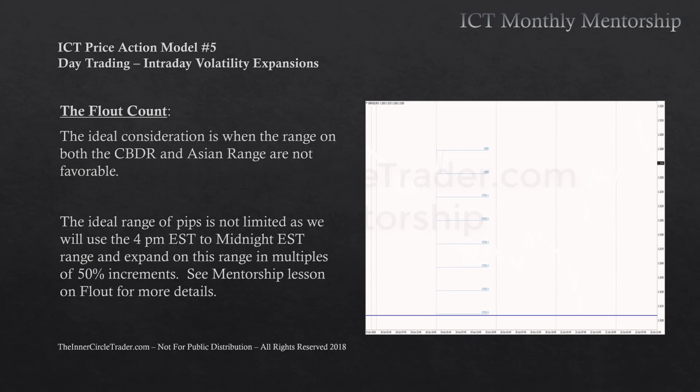All right, the flout count. Ideal consideration is when the range on both the central bank dealer's range and or the Asian range are not favorable. We've already went over those parameters as to what leads it not to be a favorable consideration. The ideal range of pips is not limited, as we will use the 4 p.m. Eastern time or 4 p.m. New York time to midnight New York time range and expand on this range in multiples of 50% increments. And for that, basically, you got to go back into mentorship and see what I mean by that. I'm not reteaching flout here, okay?